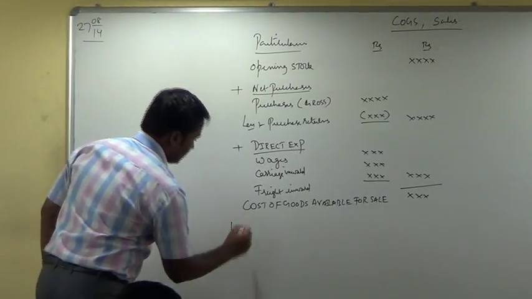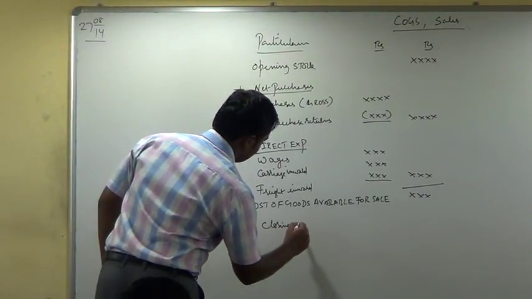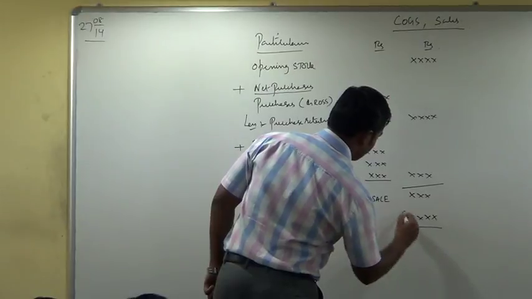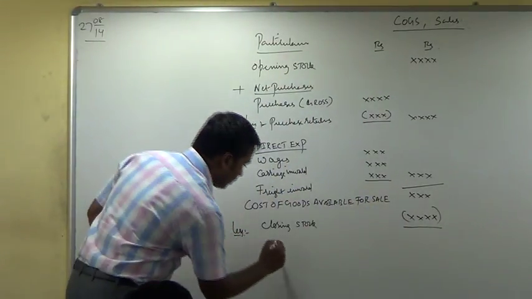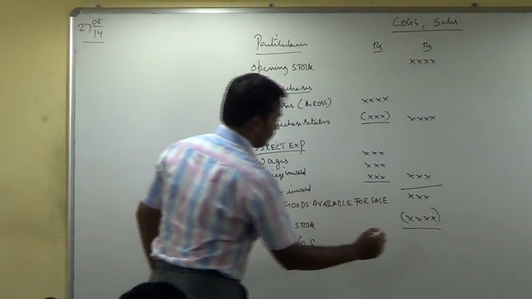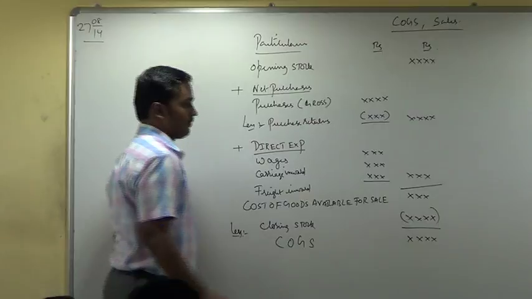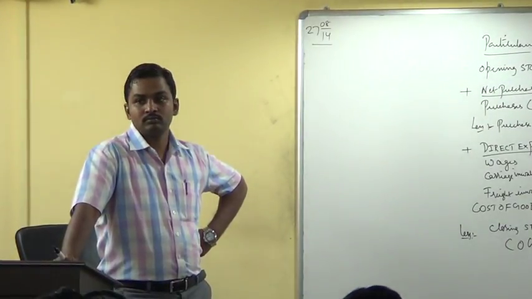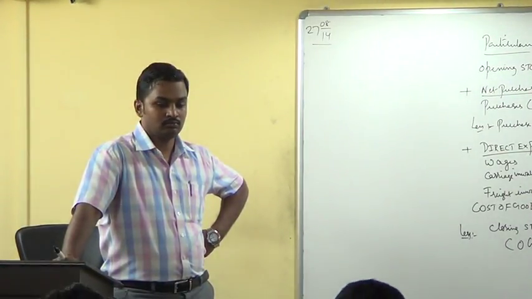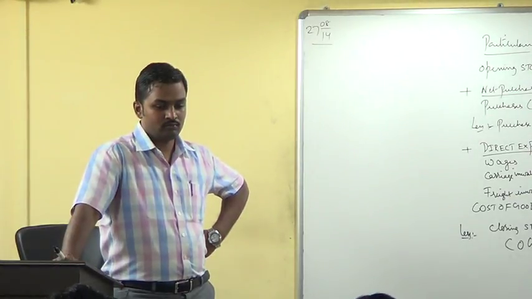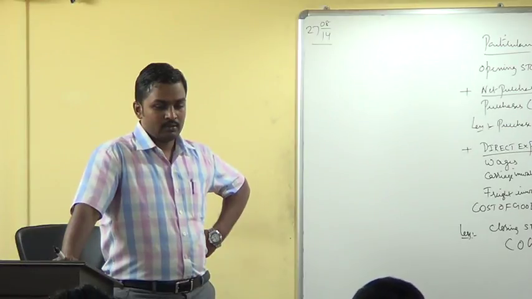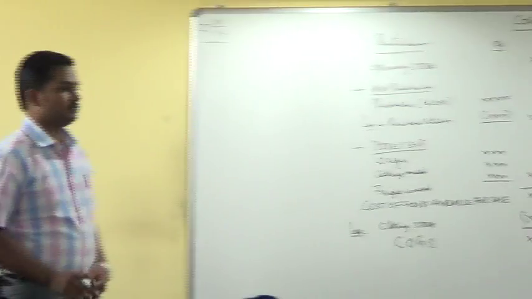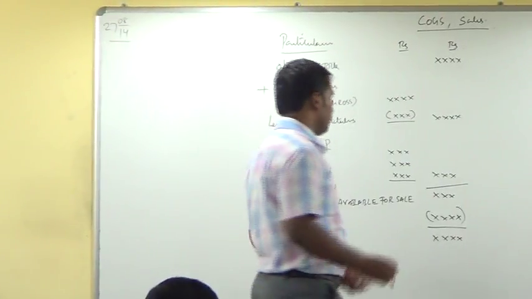Less closing stock. Subtract the value of unsold goods, and you will get cost of goods sold. Calculate cost of goods sold.